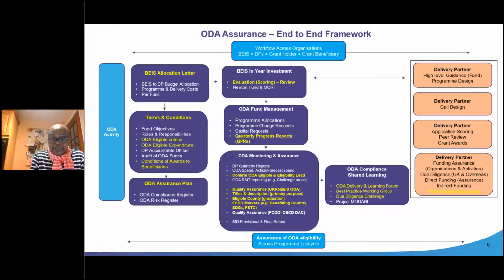So the important thing to note is that ODA assurance, or assurance of ODA eligibility, isn't something that happens discreetly. It happens across organisations throughout the life cycle of the programmes at various points, and that is what is assured and evidenced in our report to FCDO, who then report to the OECD DAC annually to confirm the spend and ODA eligibility of programmes from the UK. So, onwards.